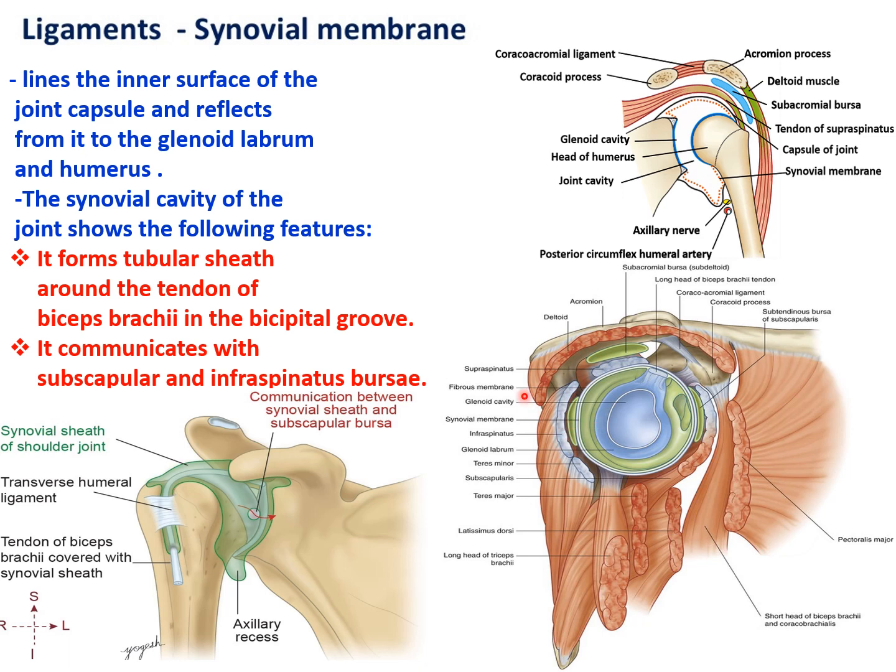So this is about the synovial membrane. I repeat again, the synovial membrane lines the fibrous capsule, and on the medial side it reflects onto the glenoid labrum, and laterally it is attached to the humerus up to the articular surfaces, lining the fibrous capsule.